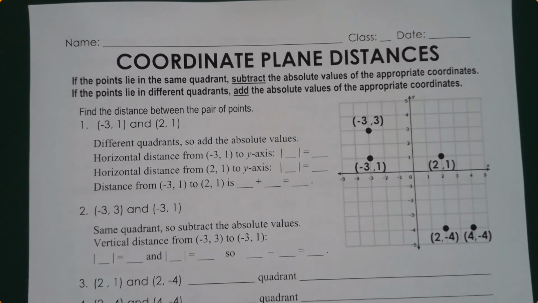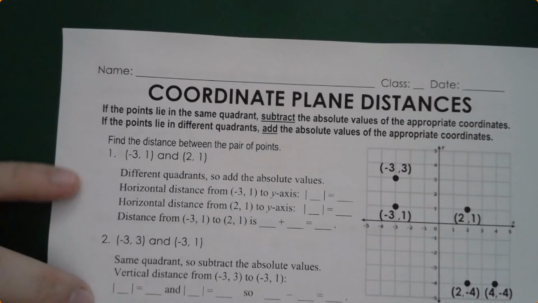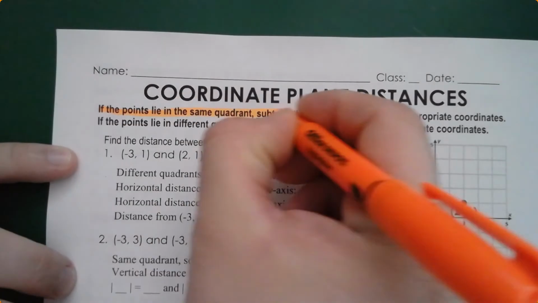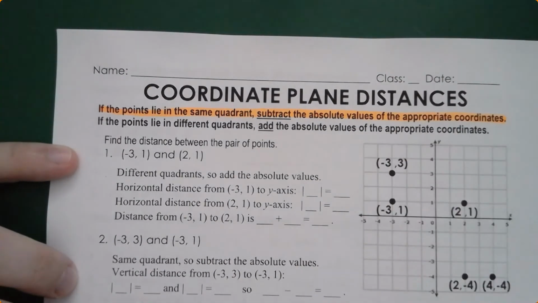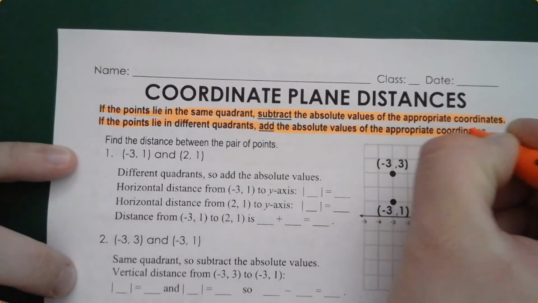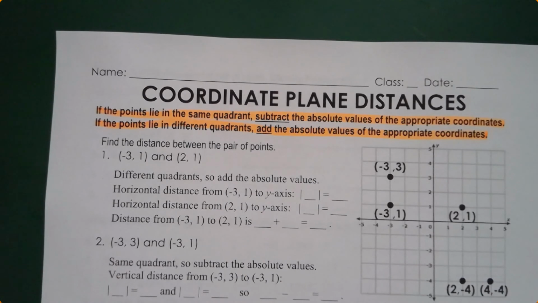There's a couple things about distances that I want you to be very, very aware of when you're working with them, okay? This is what I would want you to write in your book, and I will pause the video and let you do this. It's these first two sentences at the very top. If the points lie in the same quadrant, you subtract the absolute values of the appropriate coordinates. If the points lie in different quadrants, add the absolute values of the appropriate coordinates. Actually, you know what? Scratch that. Don't write them. I will provide you a sheet with these sentences on them so you can have them in your folder, okay? So, if the points are in the same quadrant, we subtract the absolute values. If they're in different quadrants, then we're going to add them.